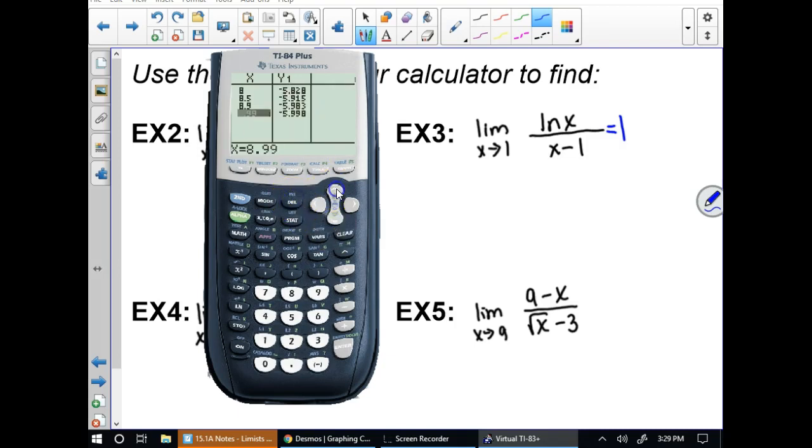Let's test from the right. From the right side, we need numbers bigger than 9, so maybe 10, maybe 9.5, 9.1, 9.01, and you can see the same thing is happening here. So this limit here is going to be negative 6.